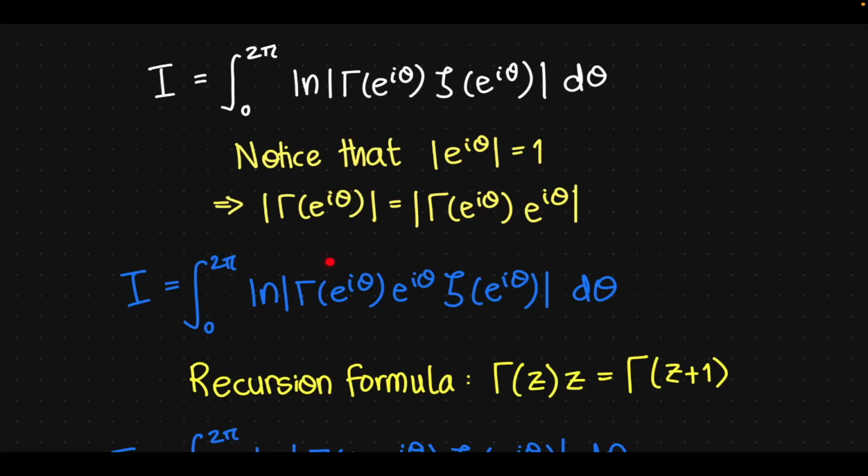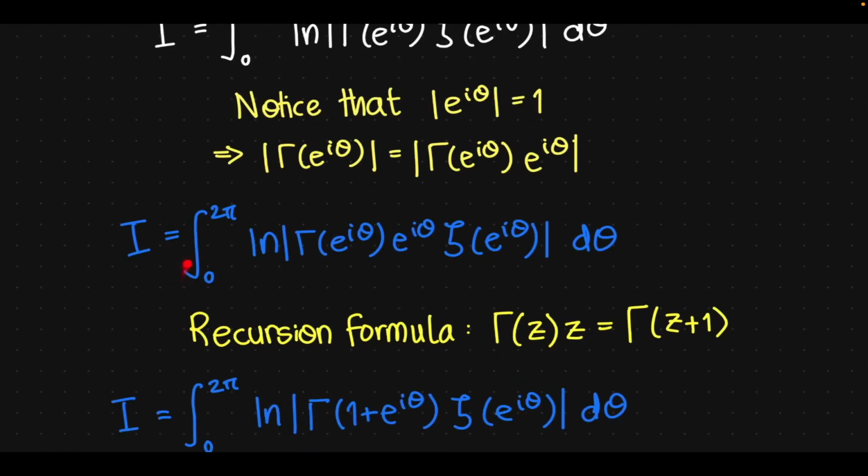So, absolute value of gamma of e to the i theta equals absolute value gamma e to the i theta times e to the i theta, because e to the i theta has norm 1. What that allows us to do is we can rewrite our integral I as integral 0 to 2 pi ln absolute value gamma e to the i theta times e to the i theta times zeta e to the i theta d theta. Now use the recursive formula for the gamma function.